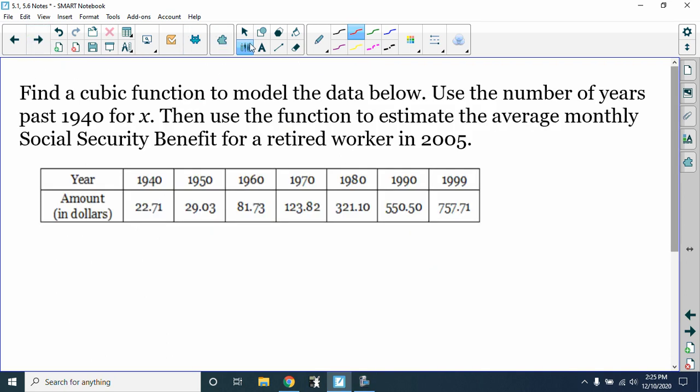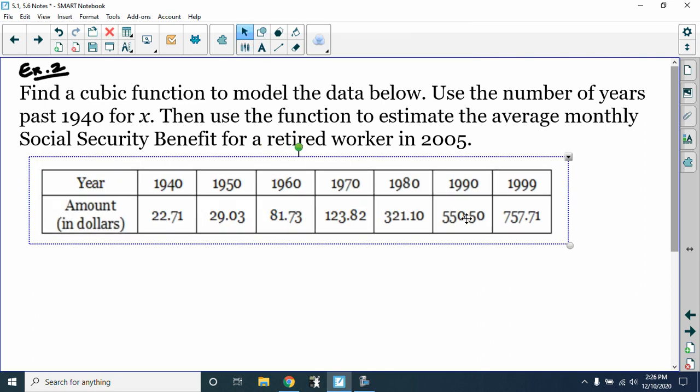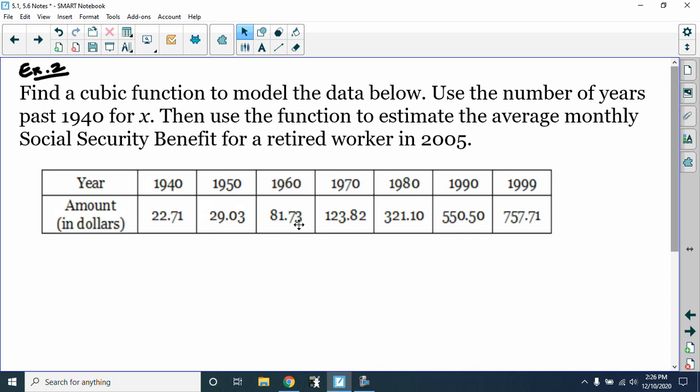Example 2. Example 2 gives us a table here. It asks us to find a cubic function that models this data set, and then use the function to estimate the average monthly Social Security benefit for a retired worker in 2005. It does tell us to use the number of years past 1940 for X. So 1940, X would be 0. The 1950 is 10 years past 1940, and so on.